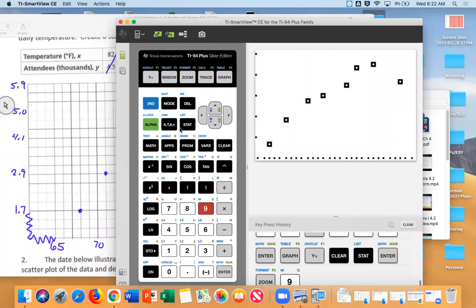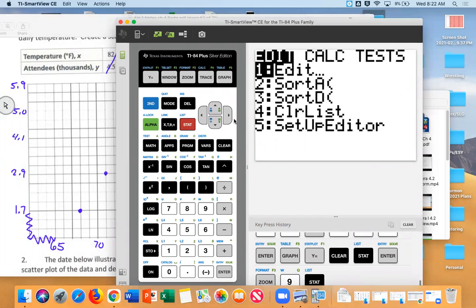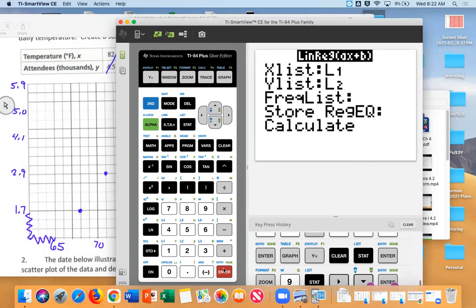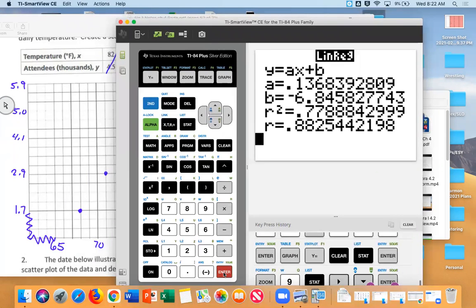But I need that equation. So I'm going to do stat, calc, go down to lin reg. It's number 4. Hit enter. And there we go. So I have my equation, which is y equals 0.14x minus 6.85. You guys see that? And then if I type that in, we'll be good to go.